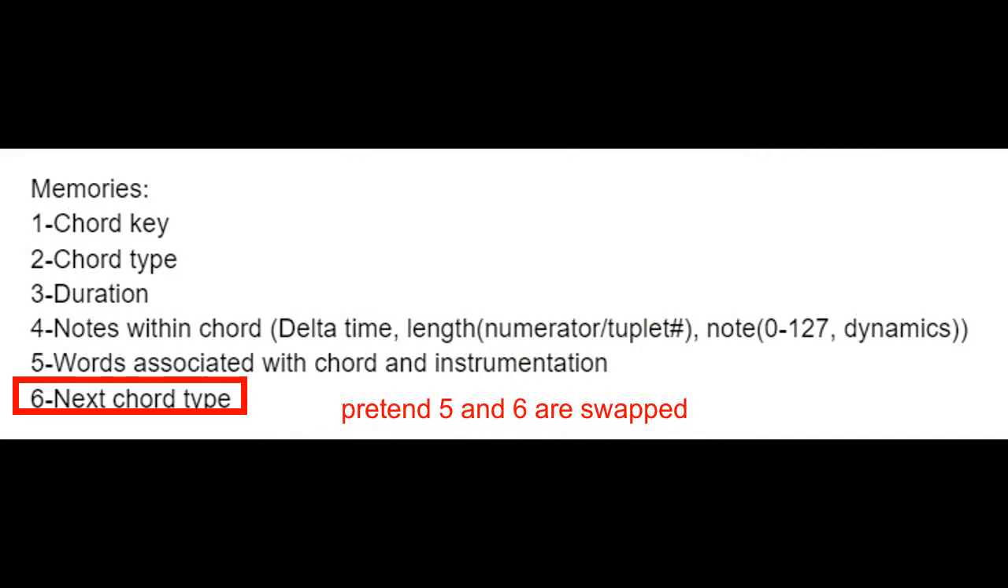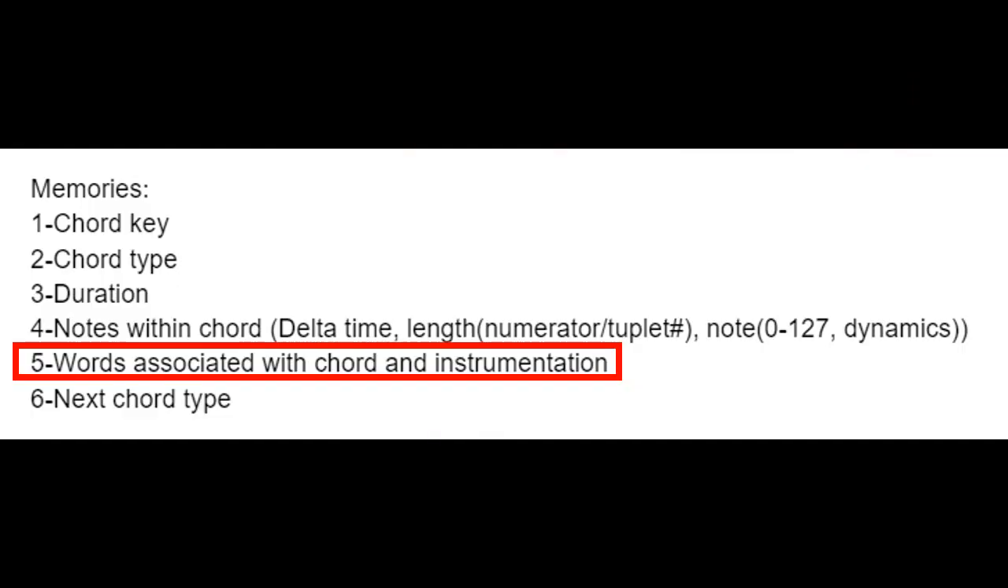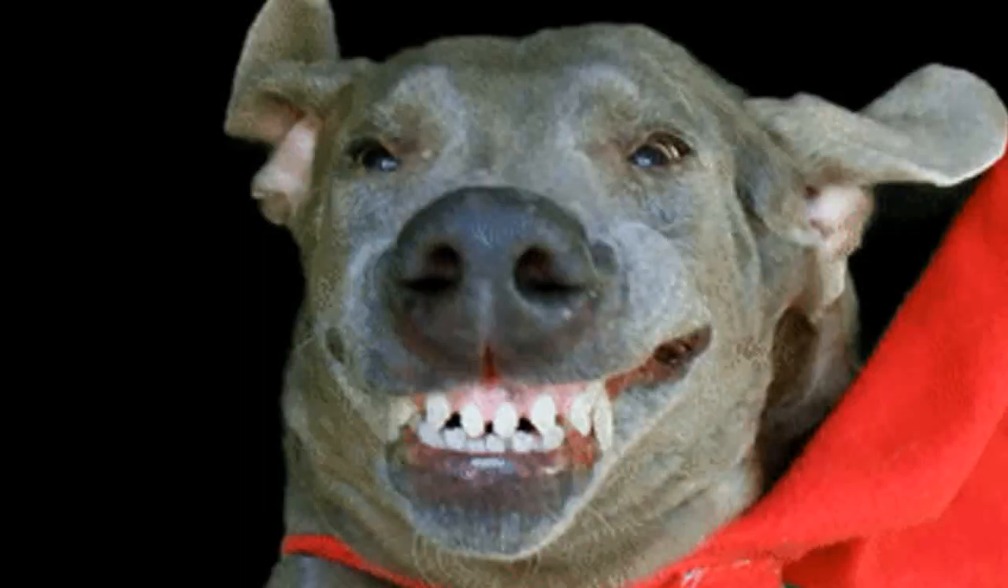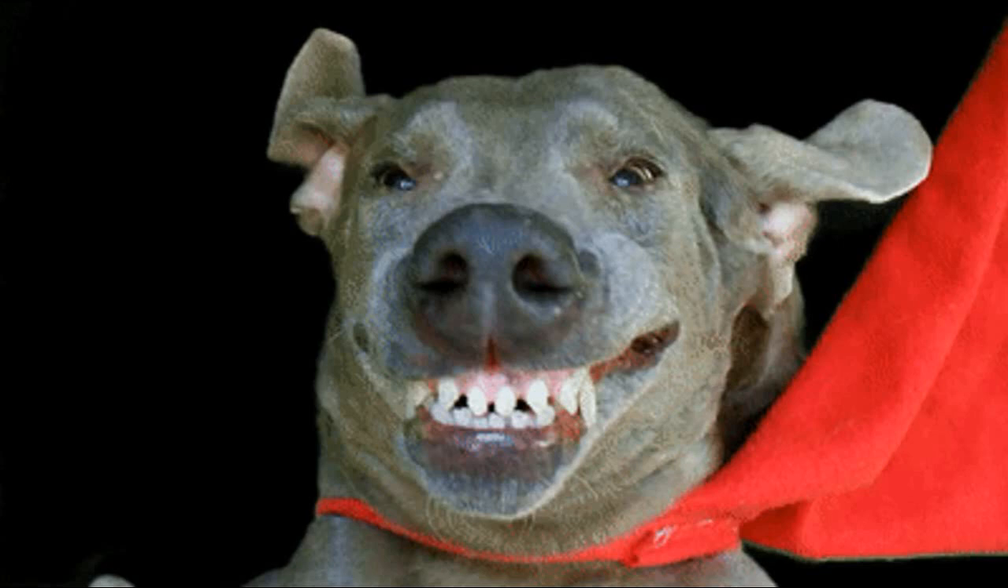The next memory will be about the chord type of the preceding chord. Finally, it will remember a list of English words that define this memory and everything inside of it. However, I doubt that there will be enough words in the list to ensure that it always works. There are just too many different ways to describe a mood, and if each memory doesn't have every single one of them, it wouldn't work.